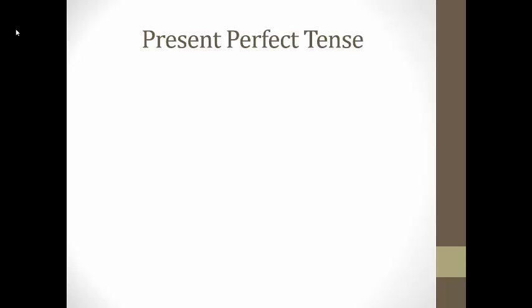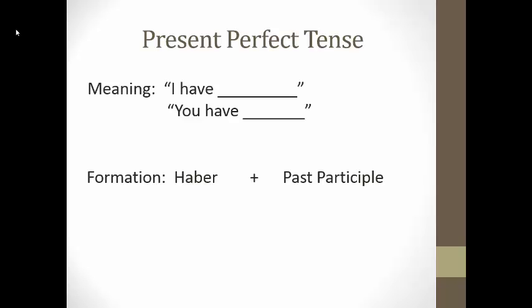I have provided you with a note guide. I'd like you to fill in the note guide as we watch the video and then complete the practice problems at the end. The first verb tense you're going to see is the present perfect. Okay? The present perfect means I have blank. So I have talked, I have studied, you have walked, etc.